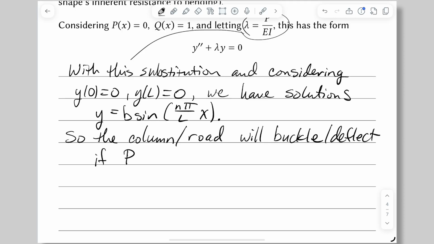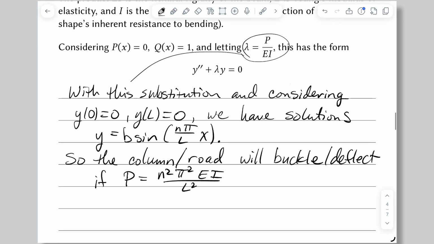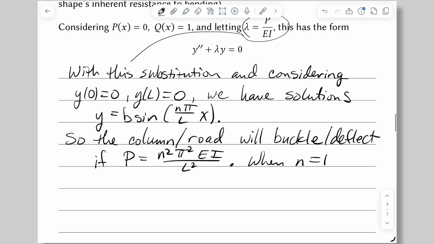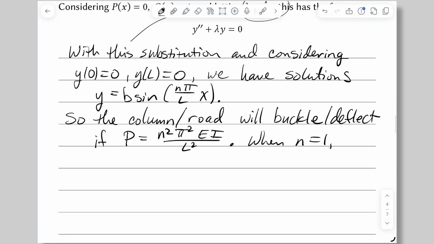So the column or the road is going to buckle or deflect if P, the force on one end of it, is equal to n squared pi squared EI over L squared. That's due to the substitution that I circled up here. When n is equal to 1, we have what's called the first buckling load.